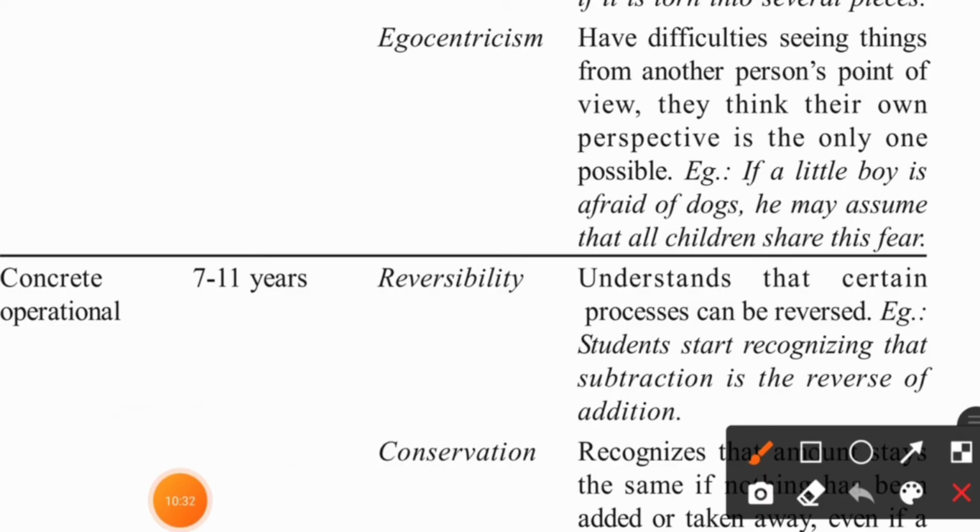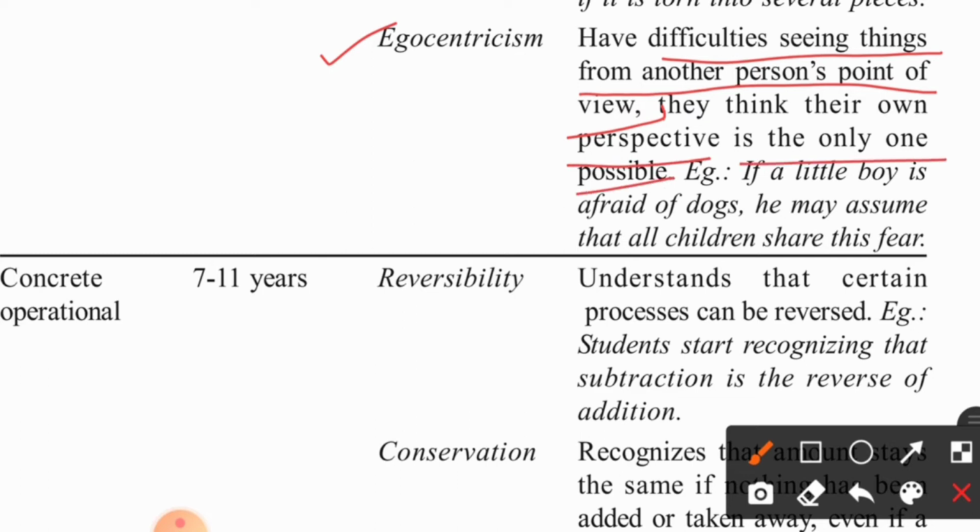The next one under pre-operational is egocentrism. Now, what is egocentrism? A child has difficulty seeing things from another person's point of view. A child thinks that what I am doing is the only right way. They think their own perspective is the only one possible. Example: if a little boy is afraid of dogs, he may assume that all children share this fear.